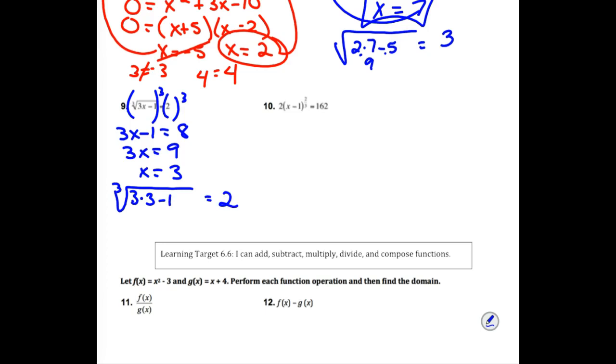3 times 3 is 9. 9 minus 1 is 8. The cube root of 8 equals 2. And that works. Okay?